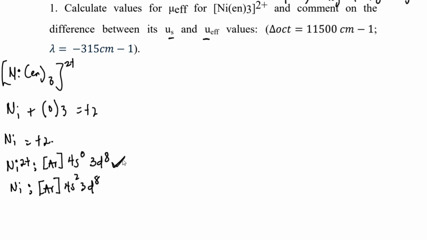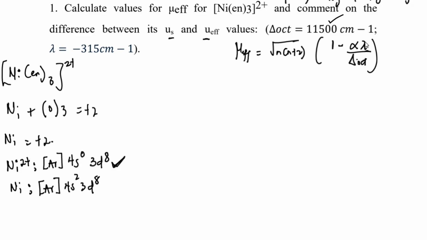The next thing we need to do is to calculate the μ effective. The formula is root n(n+2) times (1 minus alpha lambda over the octahedral splitting energy). The lambda value and the splitting energy value have been given here. Now we need to know the A value, and we also need to know the number of unpaired electrons. We get this from the grand term symbol.